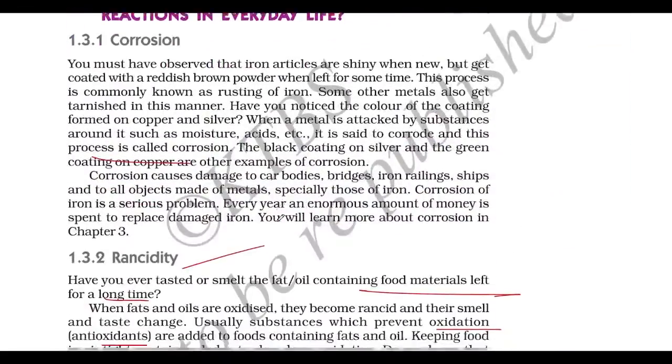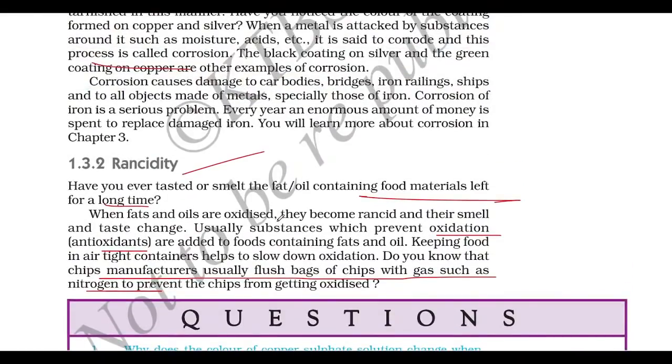What is rancidity? When fat or oil containing food is left for a long time, it changes its color and also changes its smell. This is called rancidity. How can we prevent that? It can be prevented by using antioxidants, or the chips manufacturers flush out the bags with gas such as nitrogen to prevent what? Rancidity. One mark question.